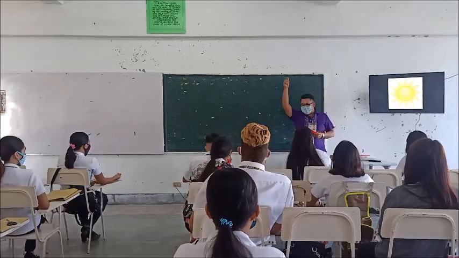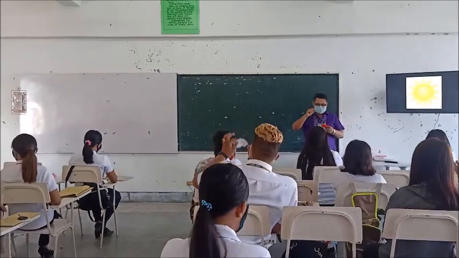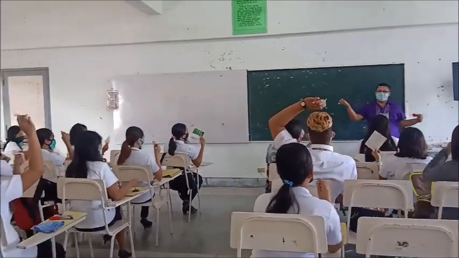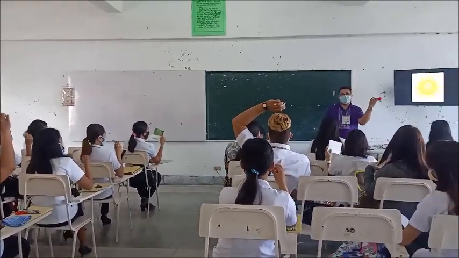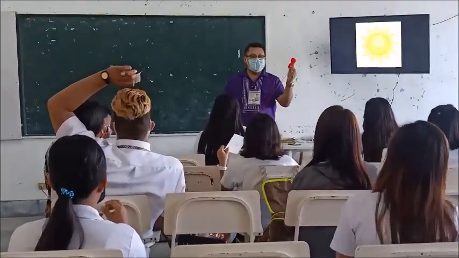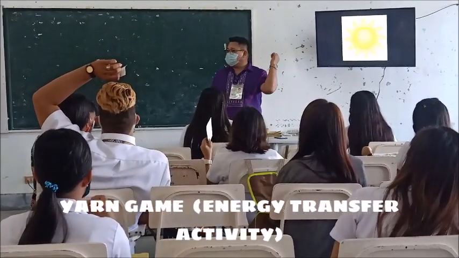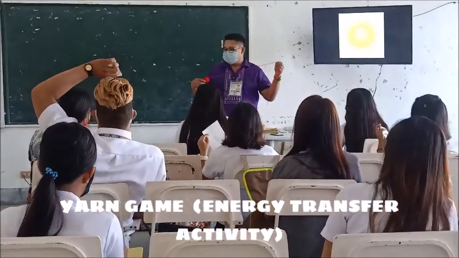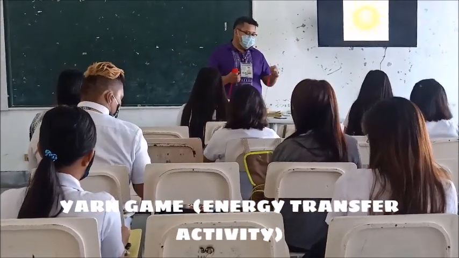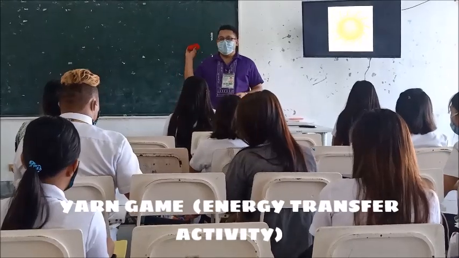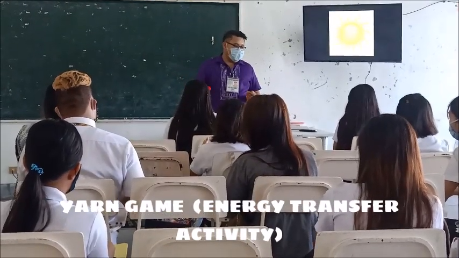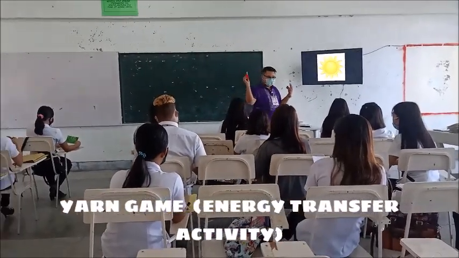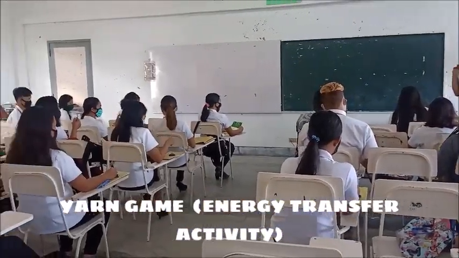Okay. So the sun is the source of solar energy. Okay, so please raise your pictures. So I have here a ball of yarn. I want you to imagine that this ball of yarn is the energy that comes from the sun. Okay, I want you to look at your picture. Where do you think this ball of yarn goes if the energy from the sun will be transferred? Look at your picture. Do you have plants with you?